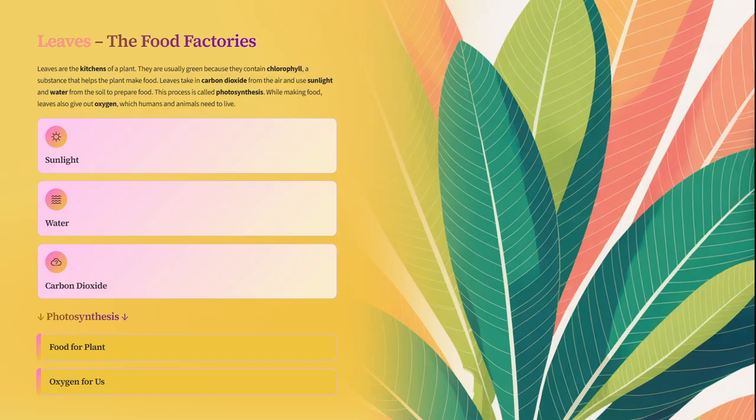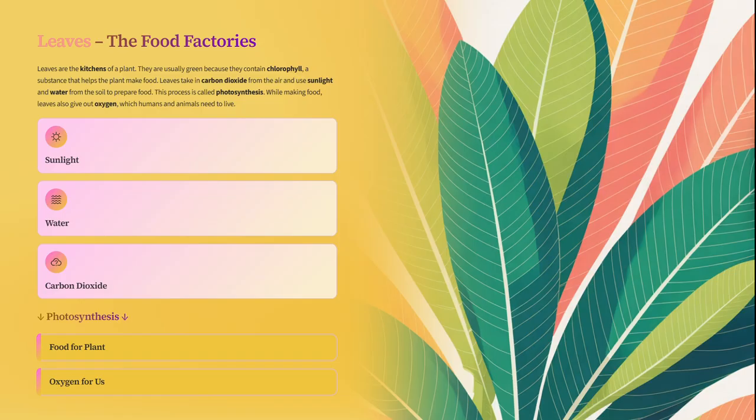Leaves contain a green substance called chlorophyll. This helps the plant make food using sunlight, air, and water, in a process called photosynthesis. Let's say that again together, photosynthesis. It's a big word, but it simply means making food with the help of light. During this process, leaves take in a gas called carbon dioxide from the air through tiny holes on their surface called stomata. The roots send water from the soil to the leaves through the stem. The leaves then use sunlight to mix it all together and prepare food.